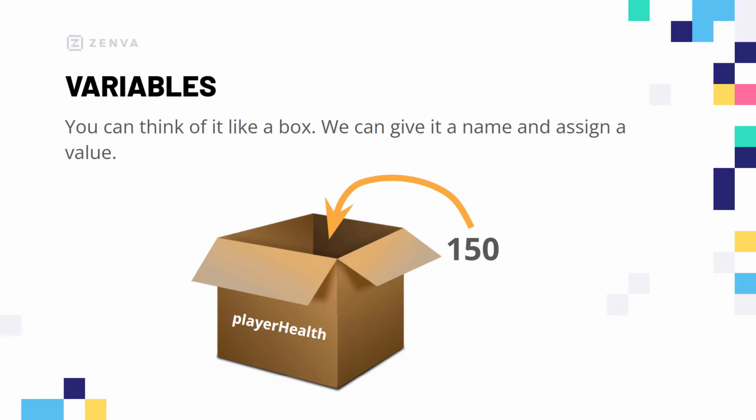You can think of a variable as a box. We can give a name to that box, such as player health, and then assign a value to that, which could be a number. This number can then be read by the computer. It can then be modified by the computer as well. For example, when the player takes damage, we might want to reduce that player health variable. And likewise, when the player takes damage, we might then want to check that player health variable to see if it is below or equal to 0, for example.